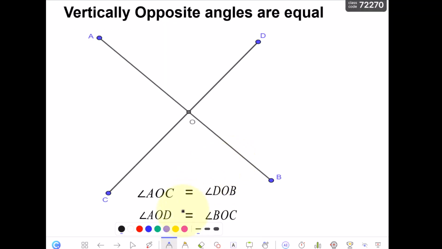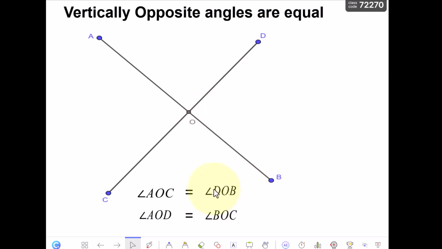Okay, now let's go back to our note. Because vertically opposite angles are equal, you see the way I label it. AOC, where is A? This is AOC. You can see AOC is equal to DOB. Just follow the labels of the letters. Follow the label now. This is DOB.